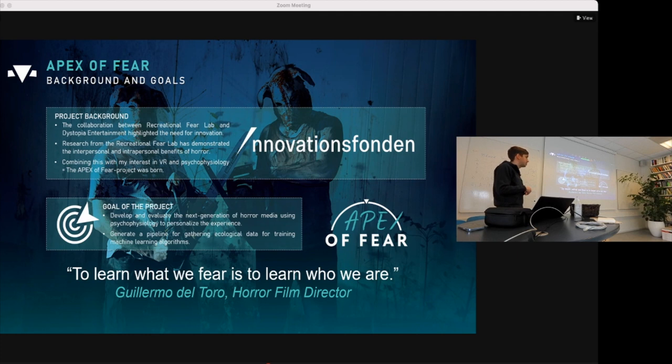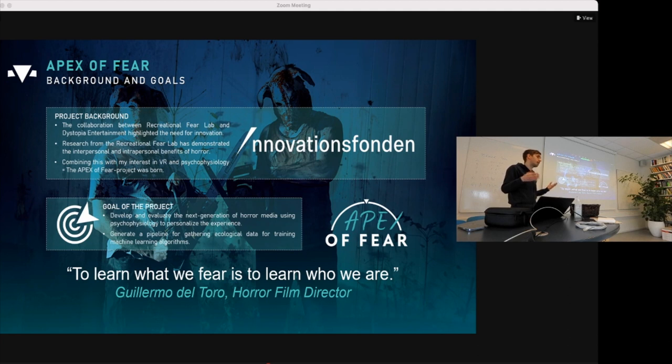Our interest is also in showcasing that we can create a data pipeline where we gather physiological data from an ecological setting in the warehouse, with paying customers coming into our facility and playing this game. We'll gather data throughout and use that data to train machine learning algorithms to make our affective computing, or emotion recognition software, better. That stems from the fact that emotion recognition has currently gotten quite good when performed in a lab.